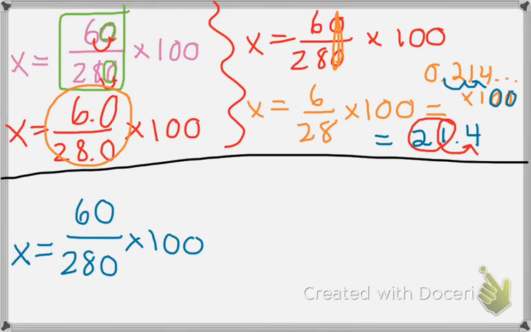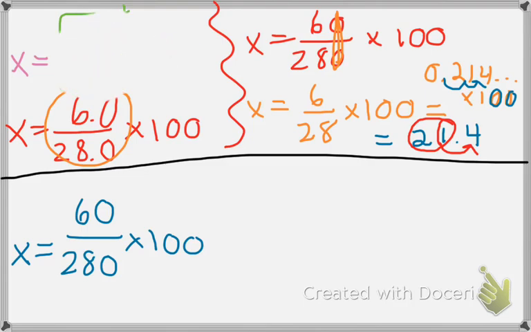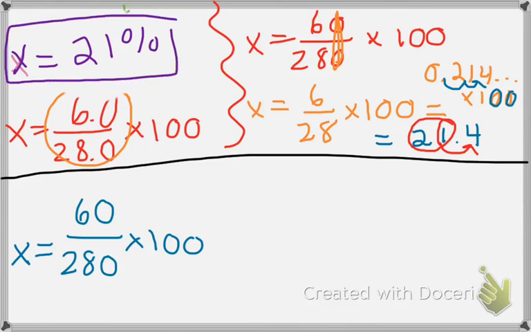Now I just ran out of some room, so I'm just going to delete this. Okay, so it's going to be x equals 21% decrease, right? Because the price went down. Okay, so now let's do the next one.